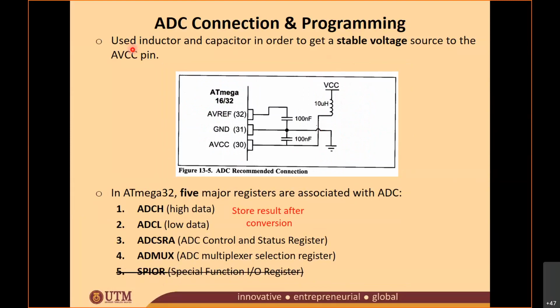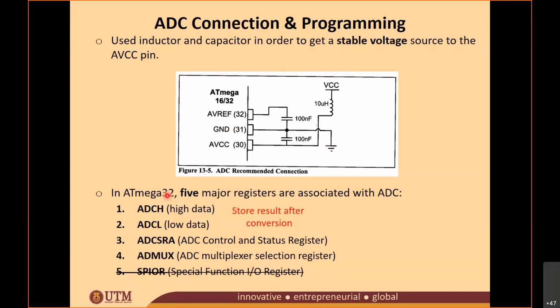We use an inductor and capacitor in order to get a stable voltage source for the AVCC pin. So every time you're going to do ADC, make sure that you have this inductor and capacitor connected to your AREF, ground, and AVCC at pins 30, 31, and 32. This is the recommended connection for the ADC. If you are not going to do any ADC conversion, there is no need to put this circuit here. If you are going to use the ADC to convert from analog to digital, then you need this circuit in order to get a stable voltage source.